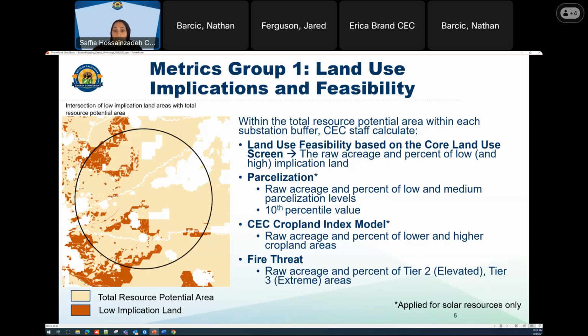And then overlaid on top of that is the low implication area, defined by the areas outside of the core land use screen. So this is the area that we want, this would be the area that would face lower constraints if the renewable generation would be built there, as defined by our core land use screen.